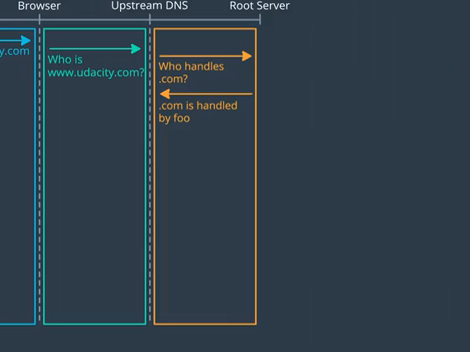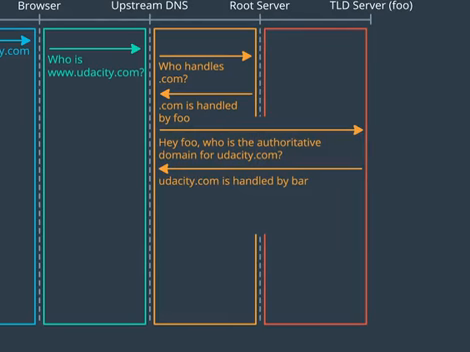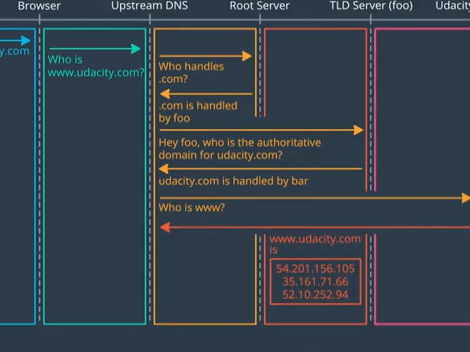The root servers will respond with .com is handled by foo. The authoritative DNS server continues talking to the foo top-level domain now. It will ask, hey foo, who is authoritative for www.udacity.com? And foo will respond, udacity.com is handled by bar. Now the authoritative DNS server asks the bar second-level domain specifically where it can find the www record. Bar then responds with a set of A records. The authoritative DNS returns these to your browser, which uses one of them to retrieve the contents of the web page.